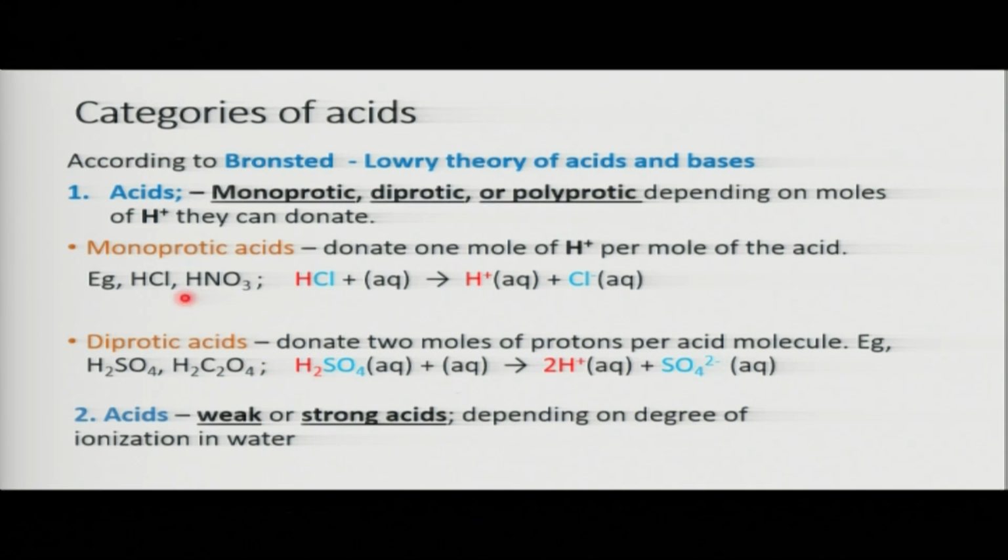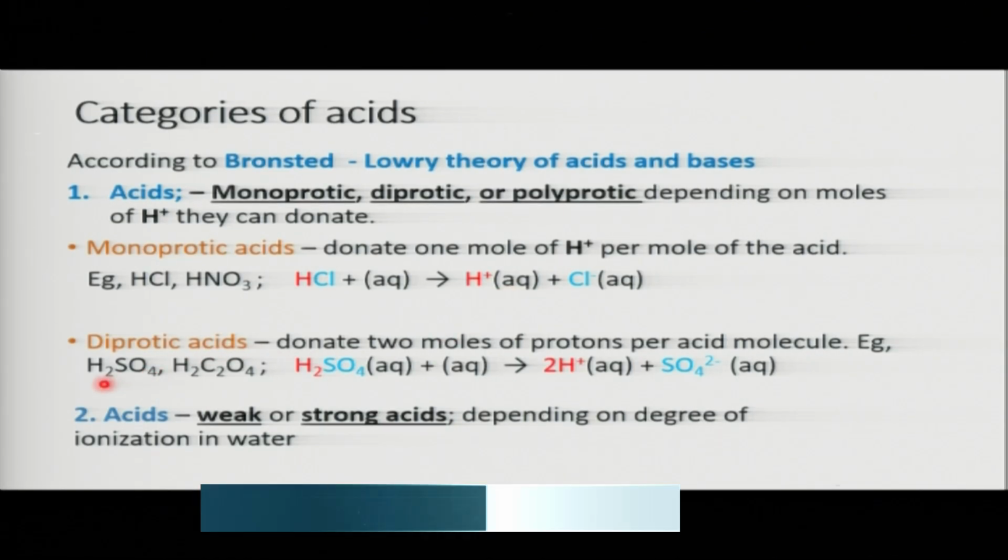Monoprotic acids, we have HCl or hydrochloric acid, or nitric acid, or ethanoic acid, which is found in lemon, which we call acetic acid. They are all monoprotic acids, or lactic acid, which is in yoghurt. It is also monoprotic because it releases only 1 mole of hydrogen ions per acid.